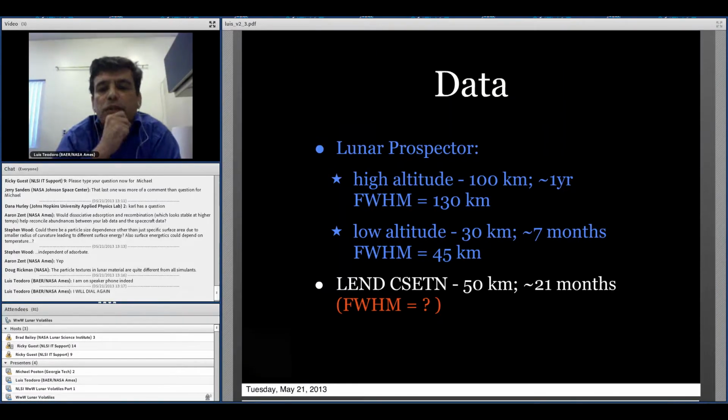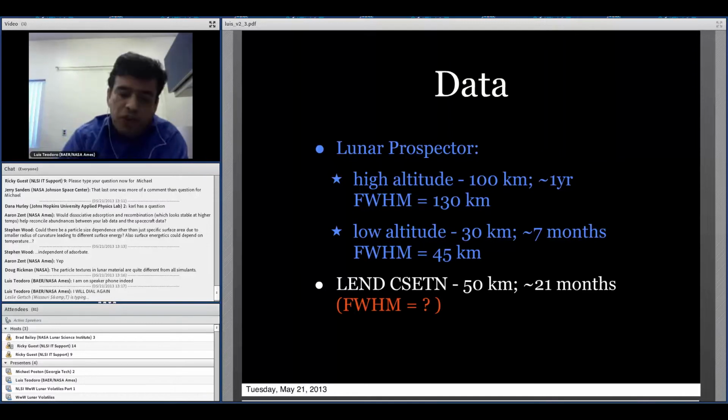And then we will use LAND collimated data out of an orbit that is roughly 50 kilometers, and as far as I'm aware, it's been there for 21 months. And the question mark there is a little bit of a provocation, shall I say, because I think we can measure that very same amount out of our statistics.